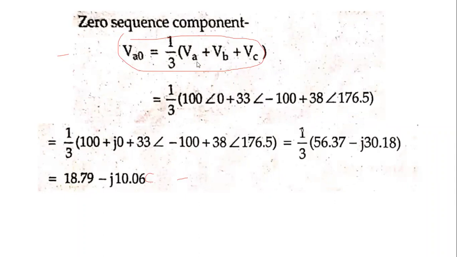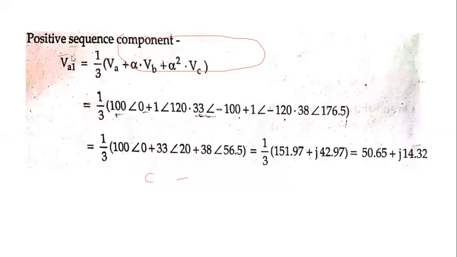Then we simplify these values and obtain VA naught is equal to 18.79 minus J 10.06. This is the zero sequence component voltage at phase A.